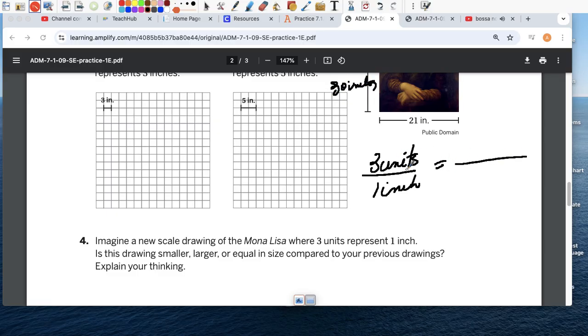So 3 units is 1 inch. So units on top, inches at the bottom. And we want to know, we're going to try 30. Because 30 inches would be how many units? Well, x. We go cross multiply x, 3 times 30, 90 units.